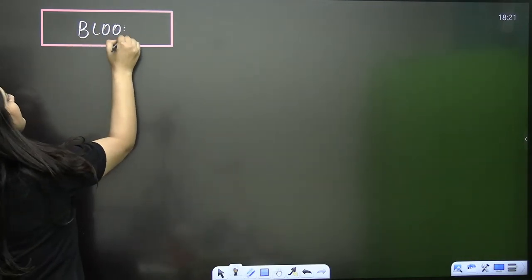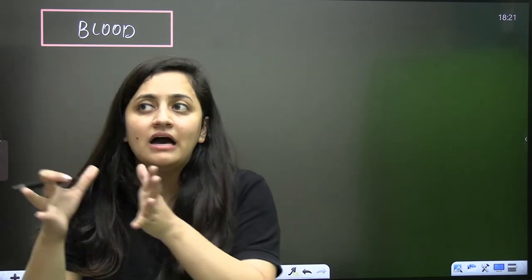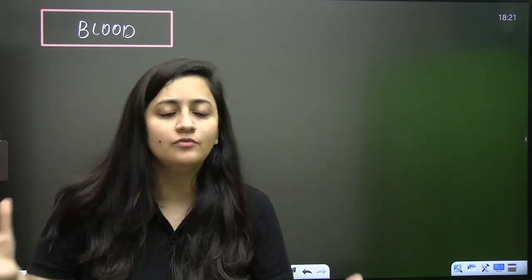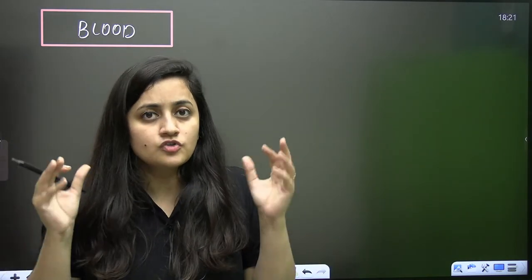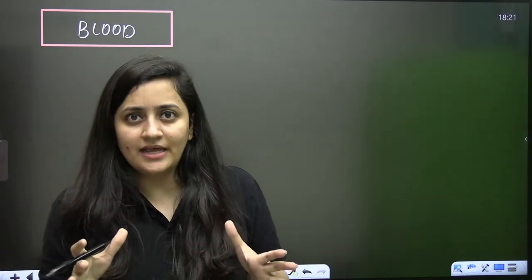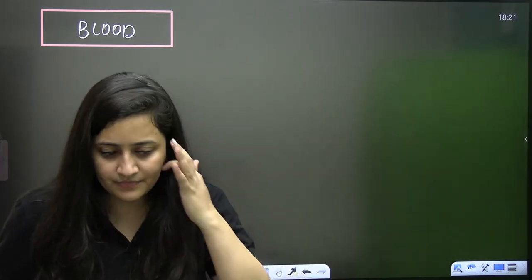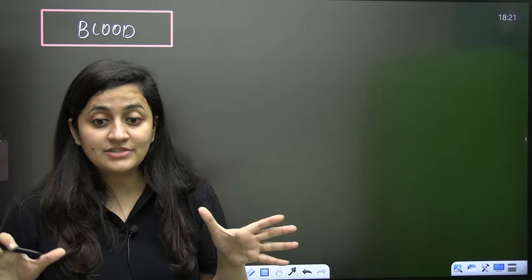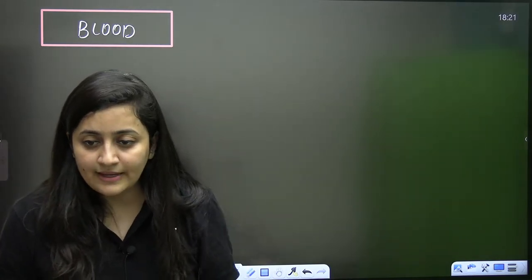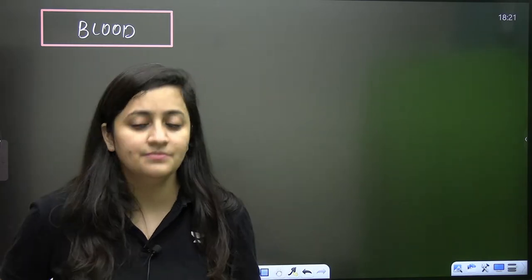Before starting it, please tell me: when you see the other animals, we have already completed the animal kingdom. So when we compare other animals, do you think that all of them have the same type of system? Let's make the session interactive as well. Tell me quickly, do you think that we have the same type of system?